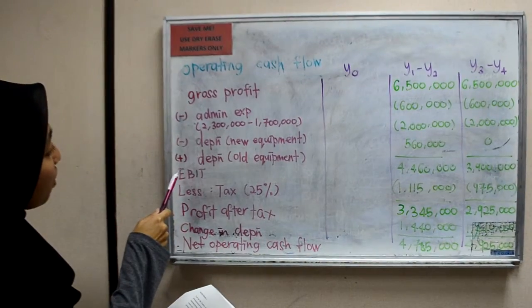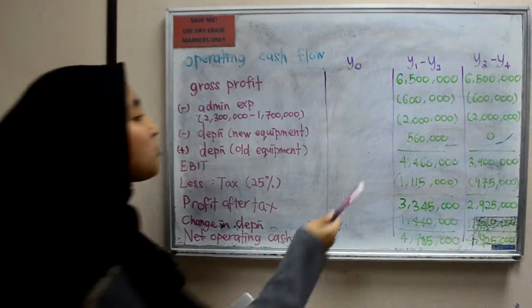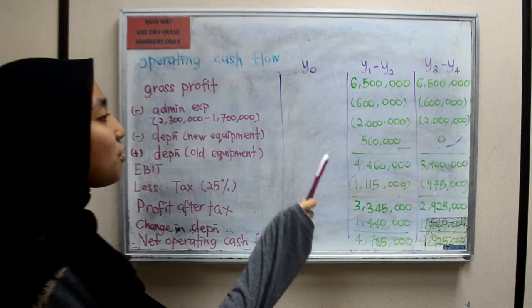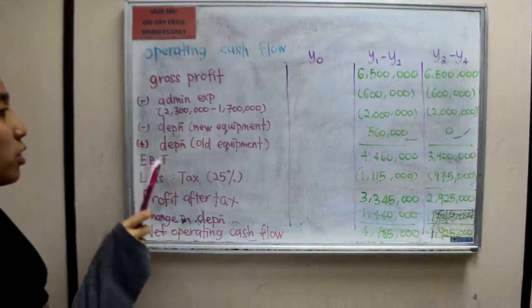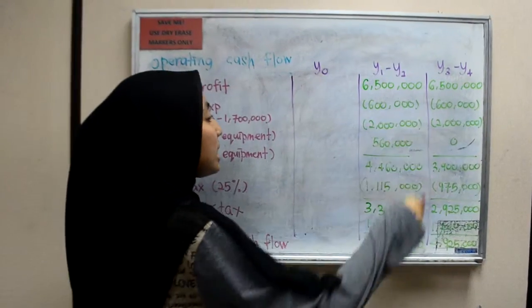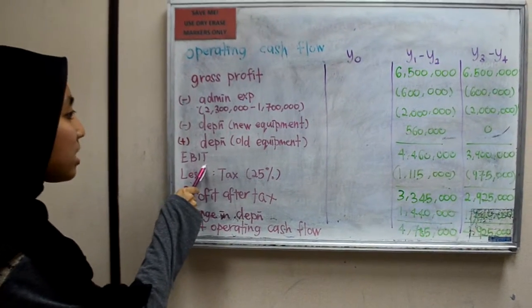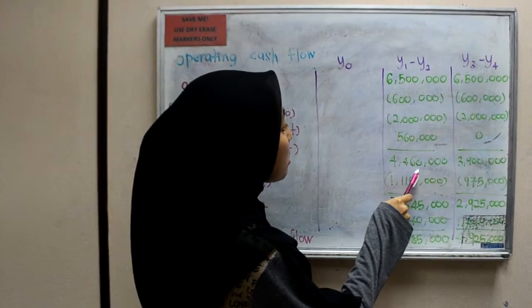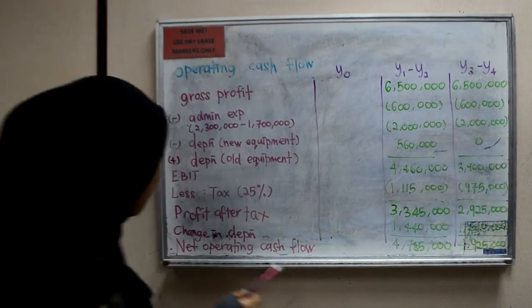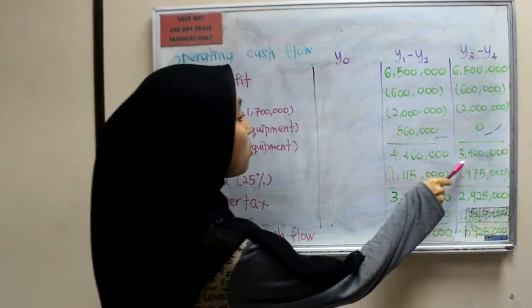And the fourth component is depreciation of old equipment, which has been explained by Fatimah just now, which is 560,000. And for year 3 and year 4, it doesn't have the depreciation for old equipment because the remaining balance of the old equipment is only up until year 2. Okay, and then we will get earning before interest and tax, which is 4,460,000 for year 1 and year 2. For year 3 and year 4, 3,900,000. And then we will deduct tax, which is 25% from both values.